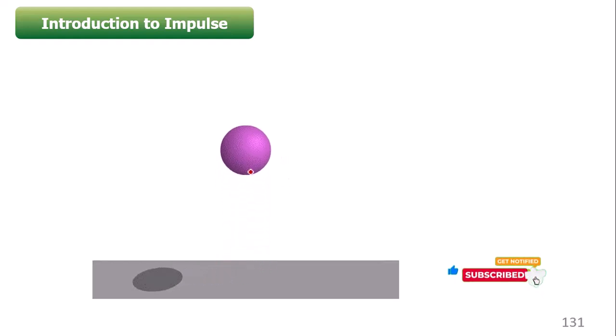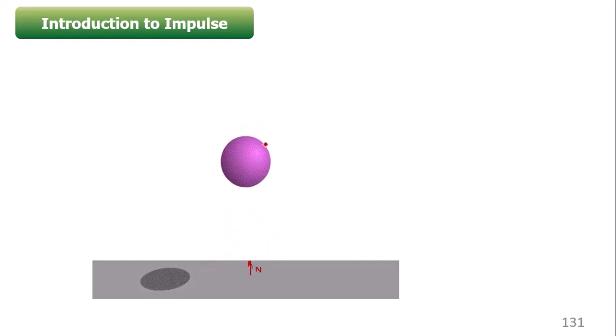Let us say there is a ball which is being dropped from a certain height and I want to calculate what is the normal reaction offered by the ground once the impact takes place. So let us take an example. Let us say the mass of the ball that has been dropped is 2 kg.